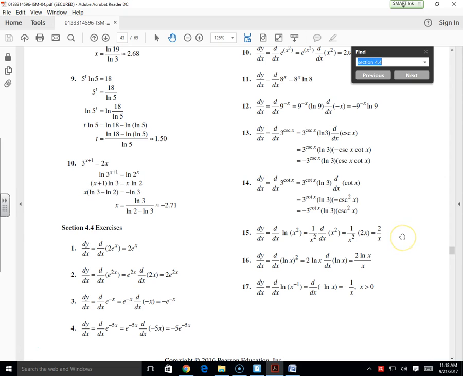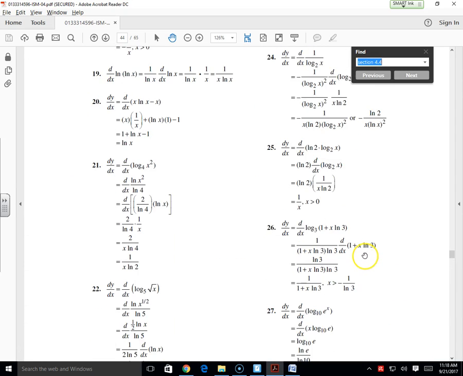Next one. 20. ln of x. You have to do the product rule, and in doing the product rule, the 1 and the minus 1 cancel.